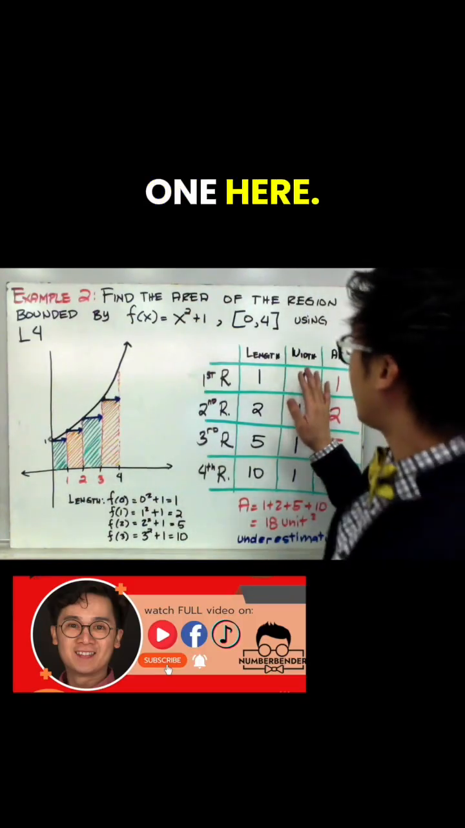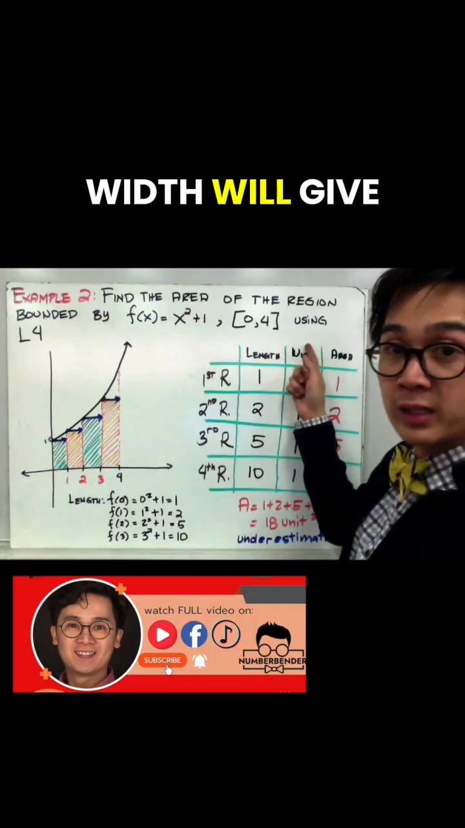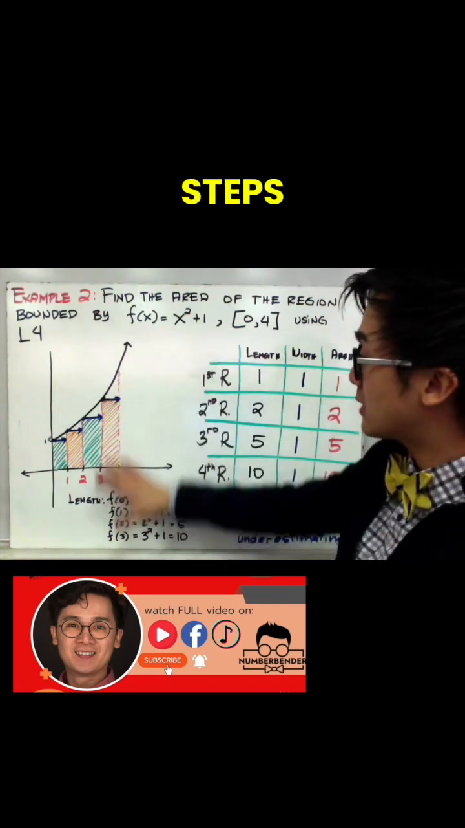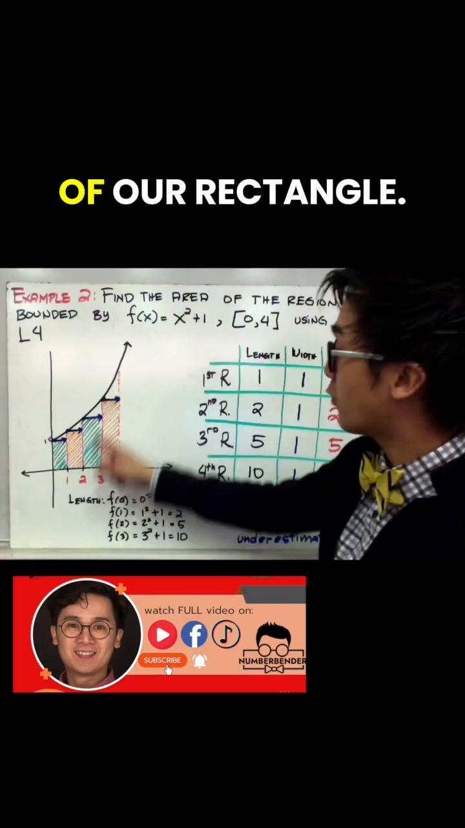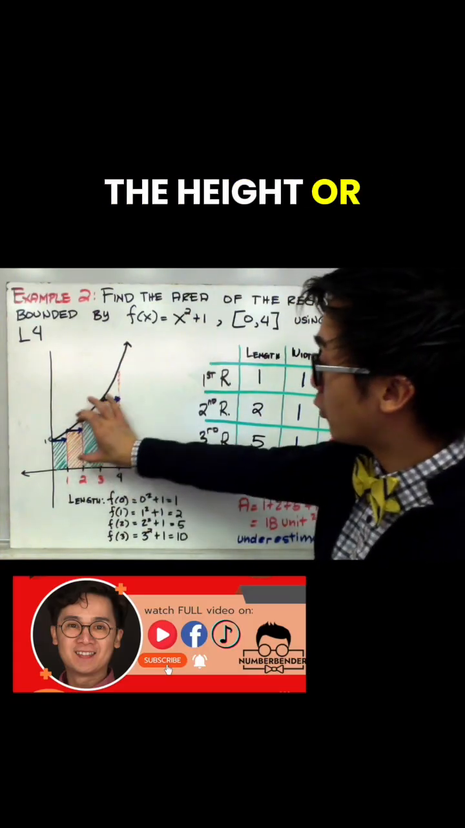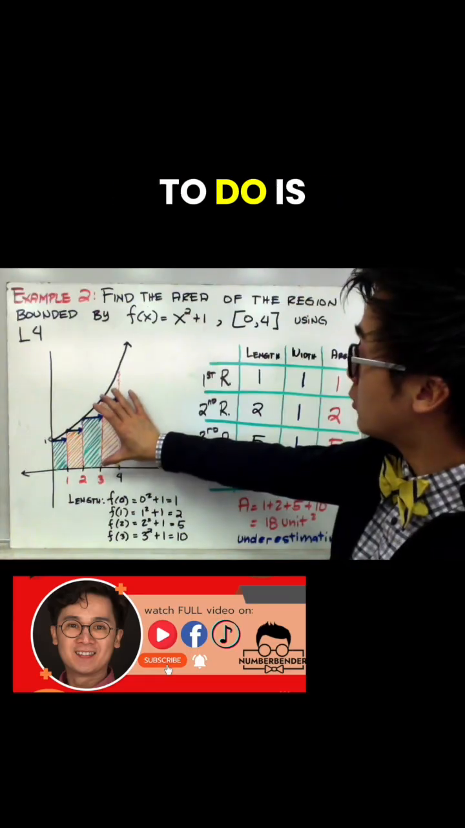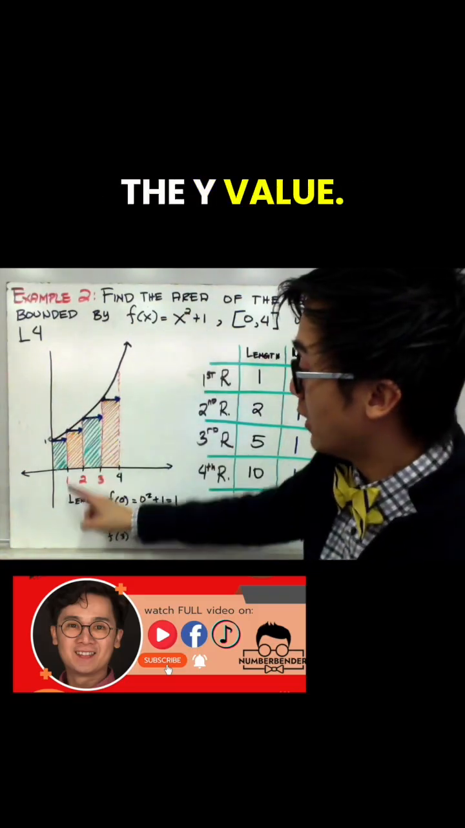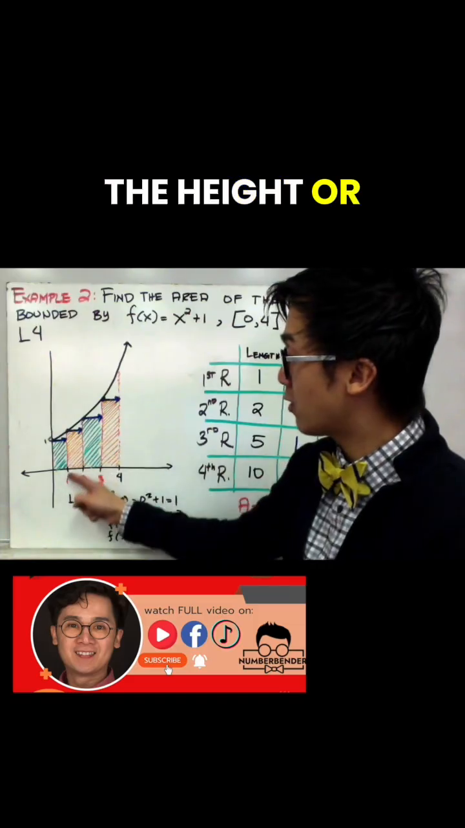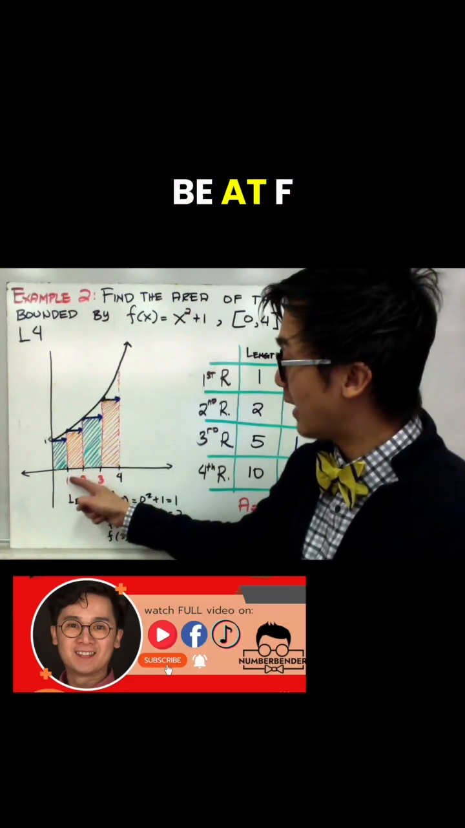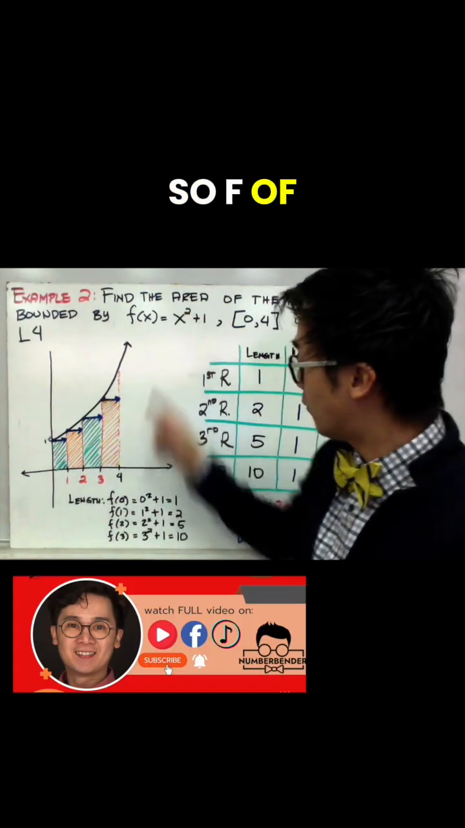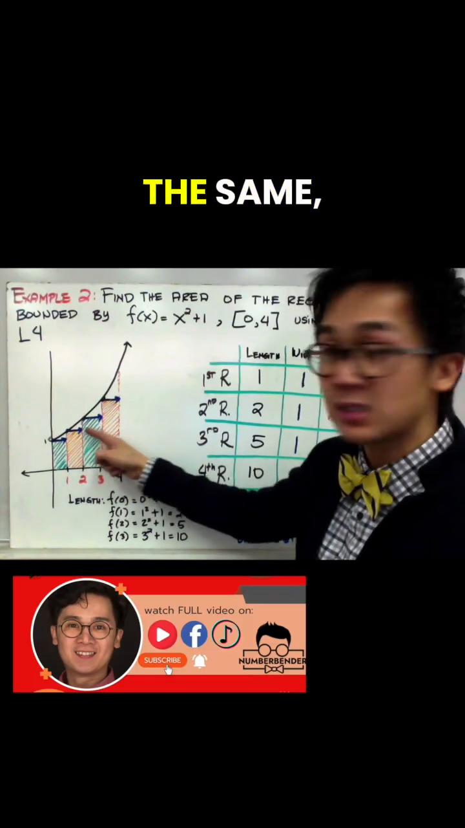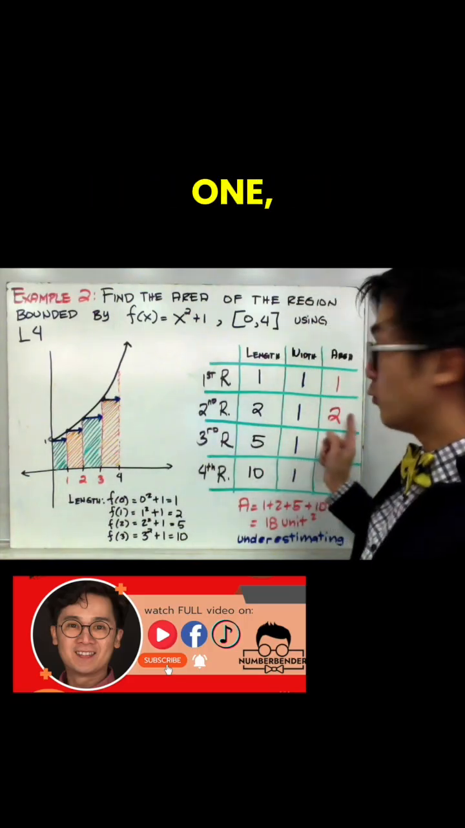So we have 1 here, and multiplying the length and the width gives us the area of the rectangle, which is 1. Now all we need to do is repeat the steps by finding the height of each of our rectangles. To find the height of your rectangle, all you need to do is plug that value of x into your function, so you'll find the y value. For the second rectangle, the height will be f of 1. f of 1 is equal to 2. Your width will still be 1. That's why I have 2 times 1, which gives me 2.